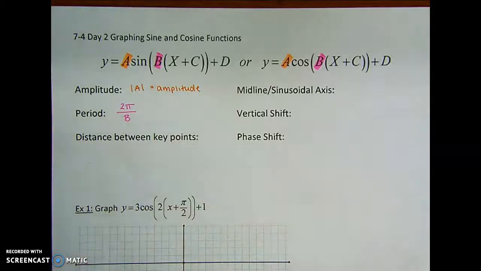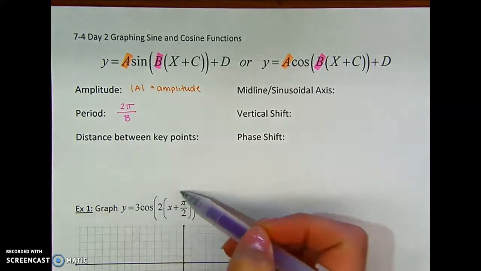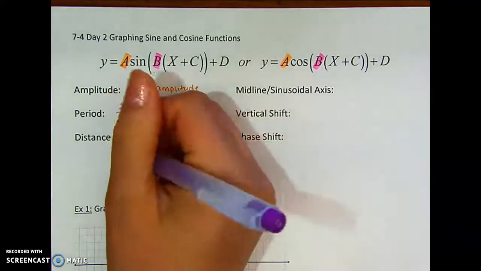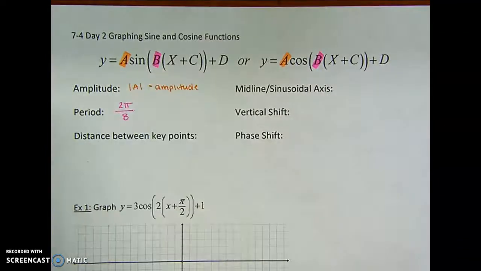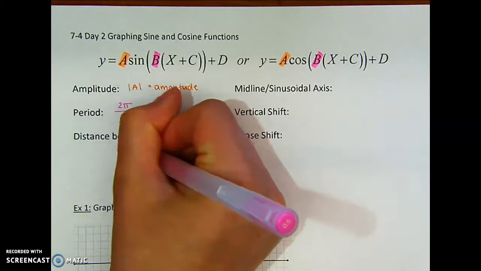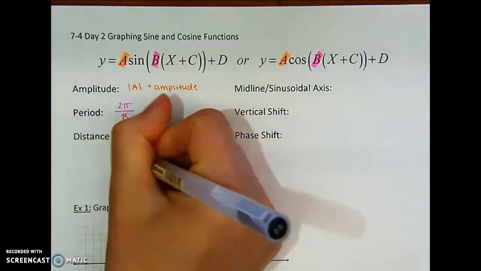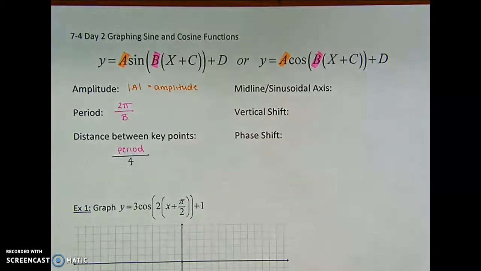The distance between the key points is also using the period. So this is the distance between like the axis, max, axis, min, right? So what's that spacing? To figure that out, we take our period and we divide it by 4. Okay. So that'll give us the distance between the key points.